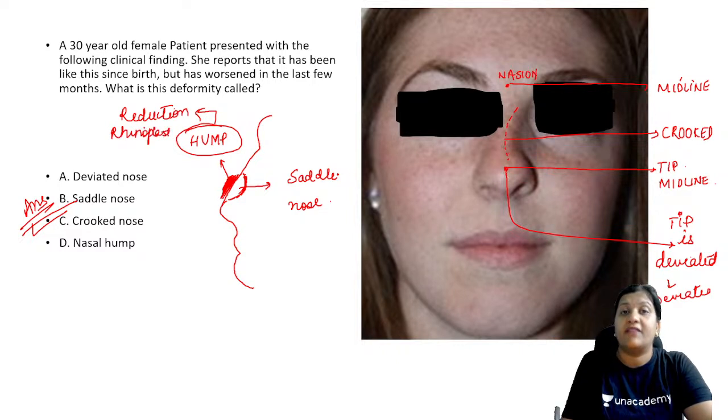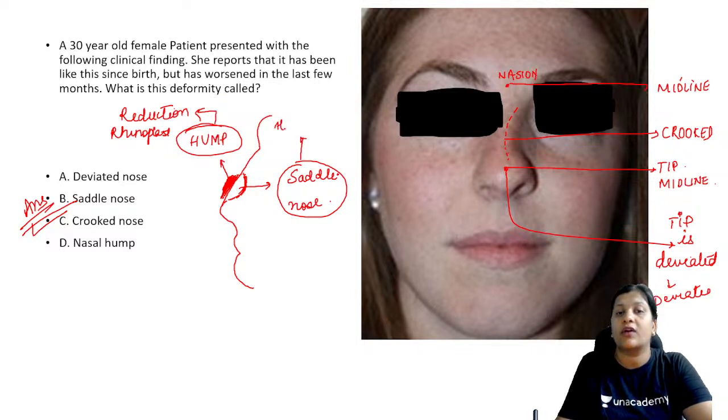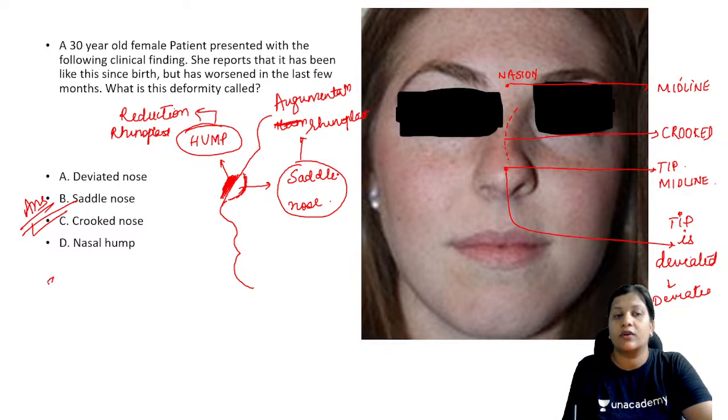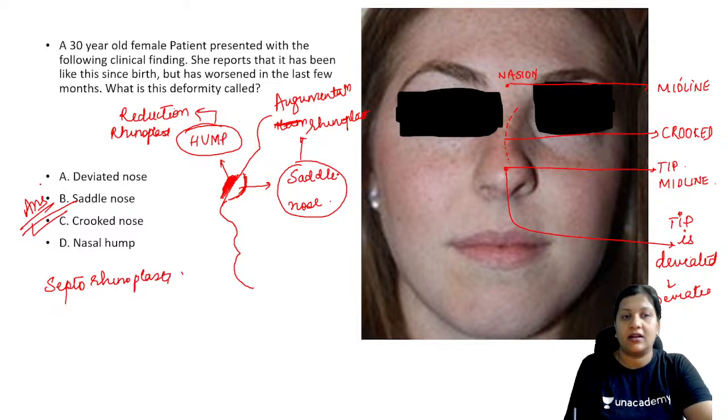Okay. And if there is a saddle nose deformity where there is excessive depression, you're going to cover it up by augmenting. That is called augmentation rhinoplasty. So here what you do is augmentation rhinoplasty. For deviated nose or crooked nose, you are going to do a septorhinoplasty. So septorhinoplasty will be done for deviated nose as well as crooked nose.